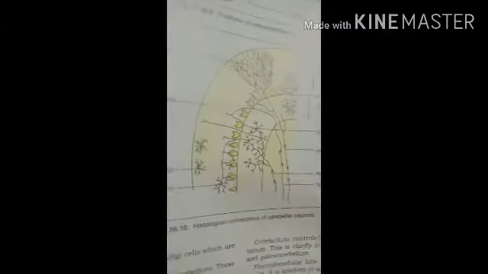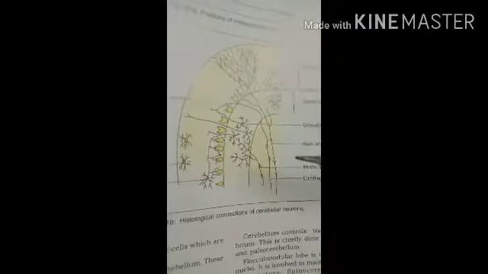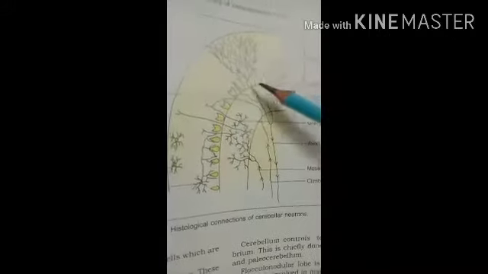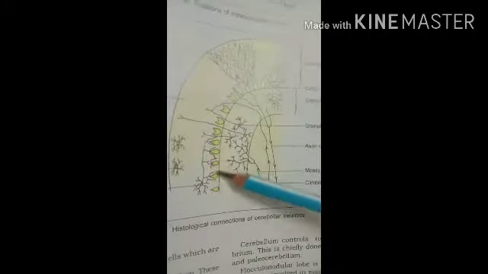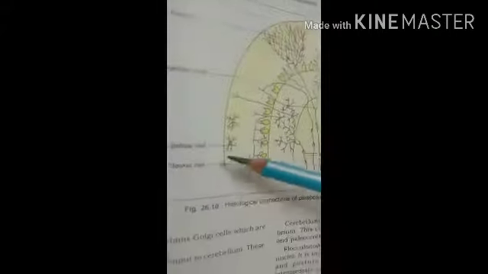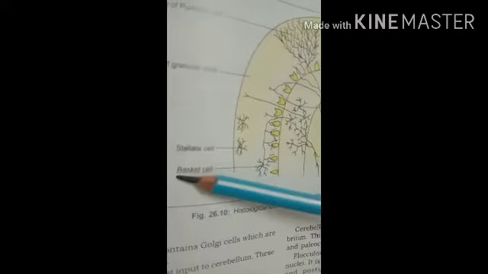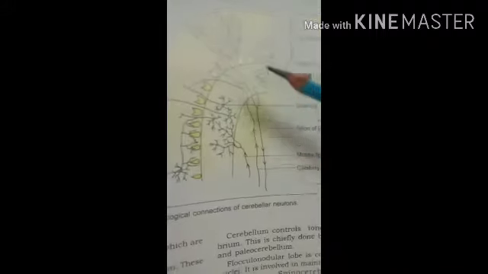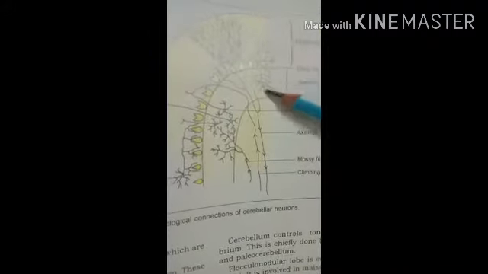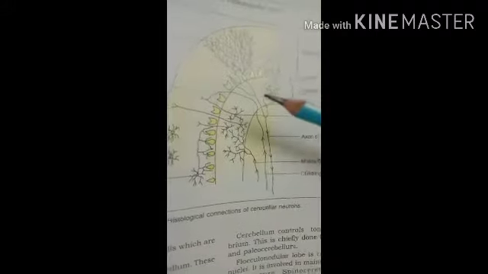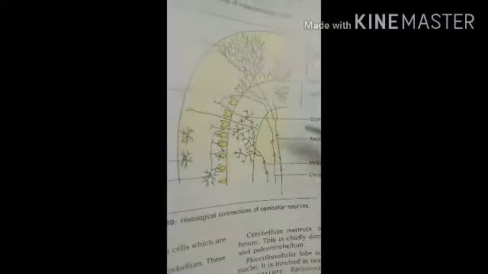Then the intrinsic neurons of the cerebellar cortex. There are five intrinsic neurons present in the cerebellar cortex. First, the Purkinje cells. Second, the granule cells. Third, the stellate cells. Fourth, the basket cells, and the fifth, the Golgi cells. So these are the nerve tissues that are present in the cerebellum.